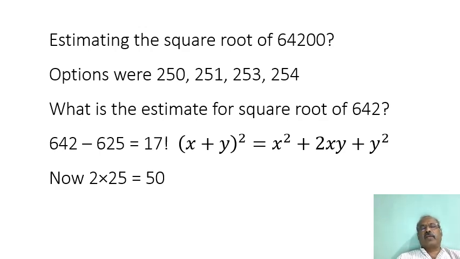Now 2 times 25 is 50. So 50 times 0.1 would be an increase of just 5. So 251 is ruled out. 50 times 0.3 is 15, which is close to 17. And 50 times 0.4 will be 20, which is 3 away from 17, and 0.3 is 2 away from 17, because 50 times 0.3 is 15. So our correct option would be 253.